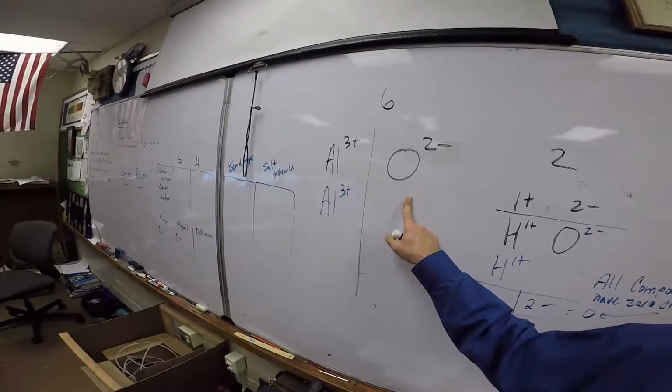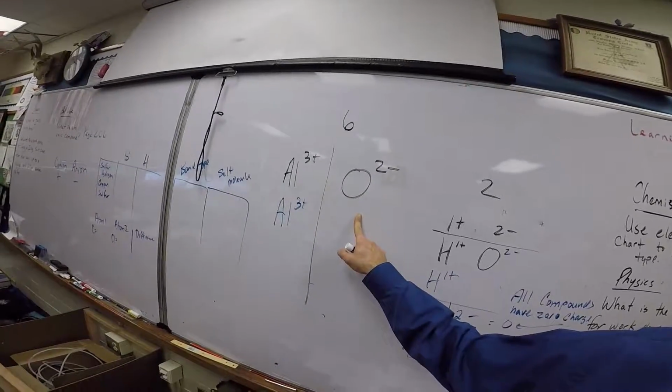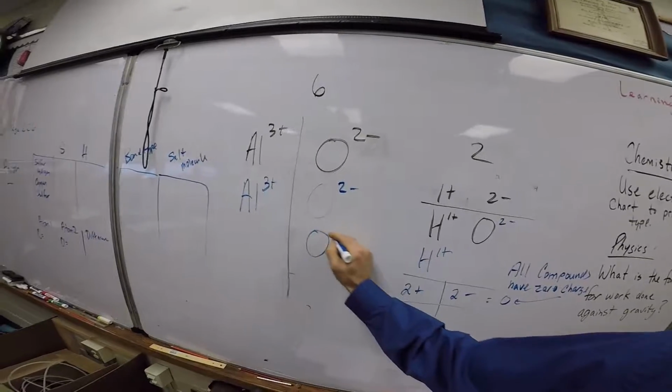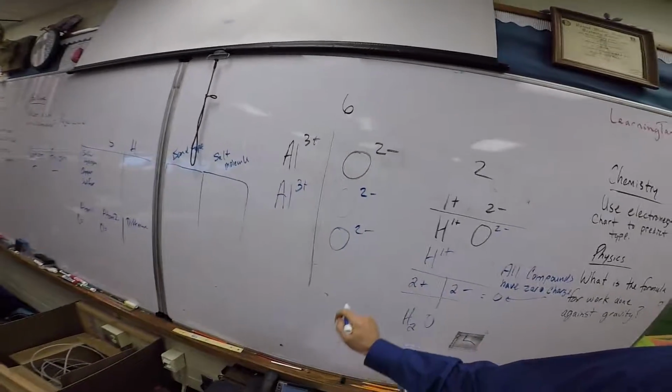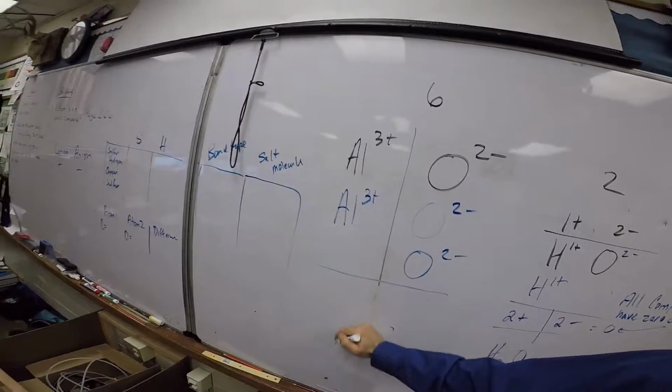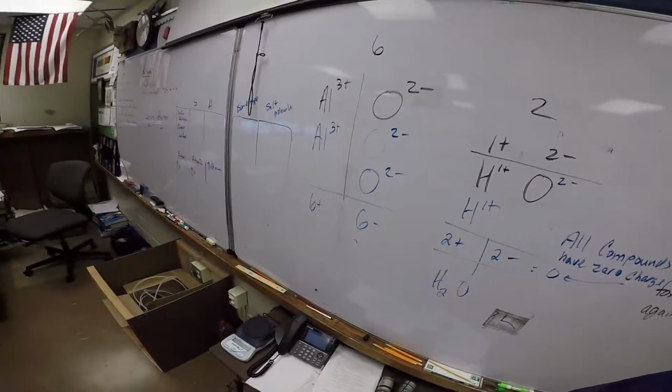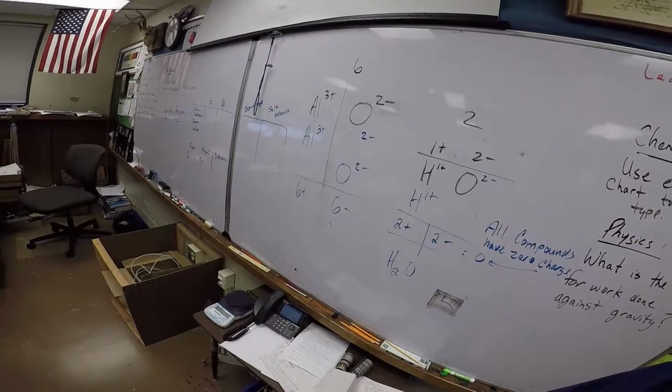So over here, what do I need to do with the oxygens? I have to add 2. Now there's a cut and paste activity we're going to do tomorrow that kind of reinforces this concept. So I have a 6 positive here and a 6 negative here. Does everybody see the charges equal 0?